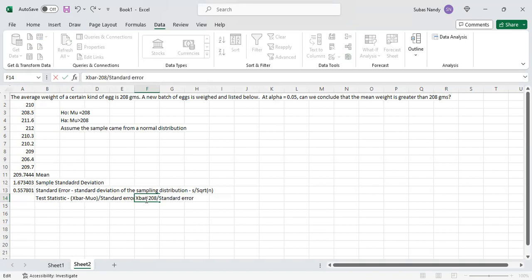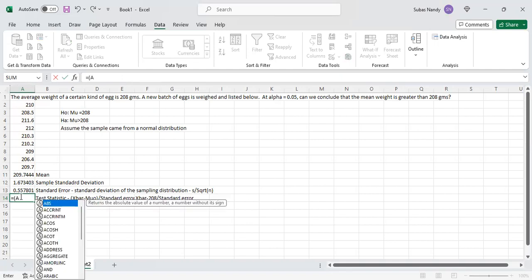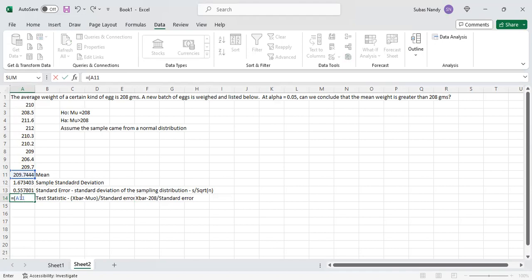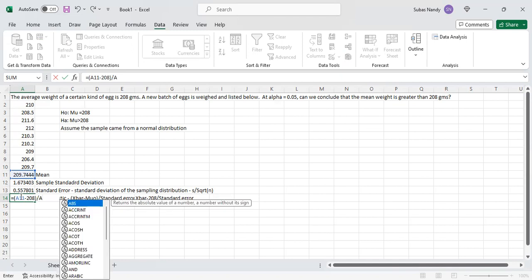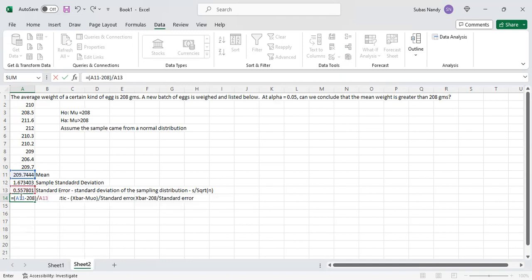In this case, this will be a t test statistic. So equal to my X bar, which is in cell A11, minus my hypothesized population mean, 208, which is in the null hypothesis, and then I divide by the standard error, which is in cell A13. That is your test statistic, which is 3.12736.